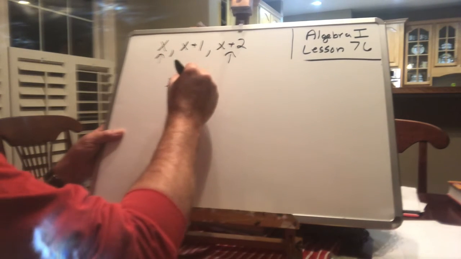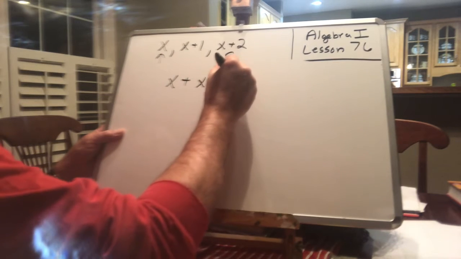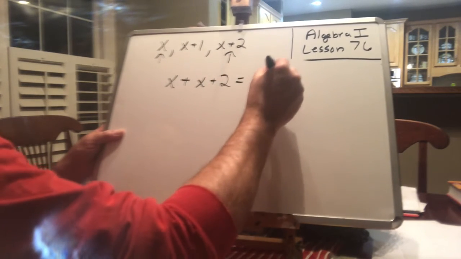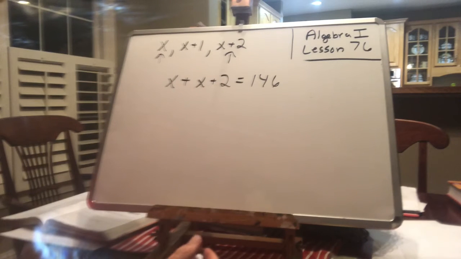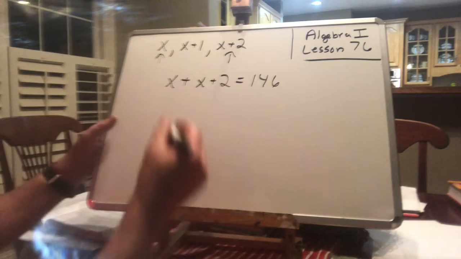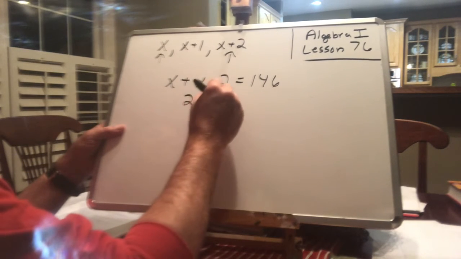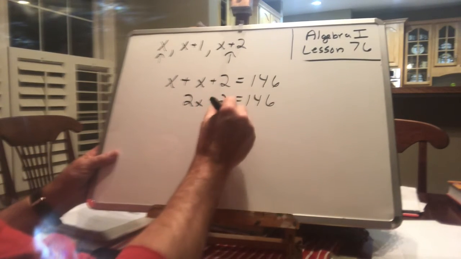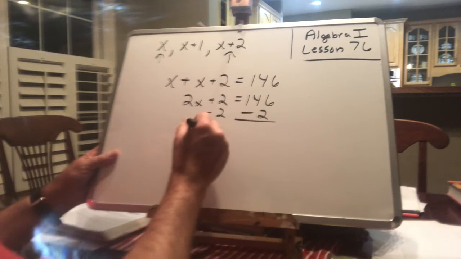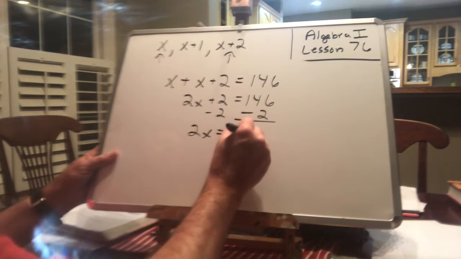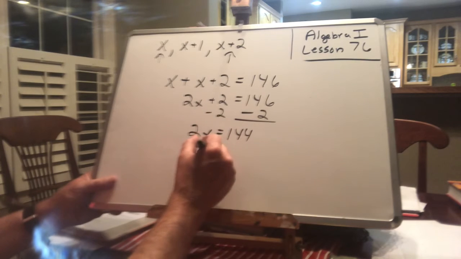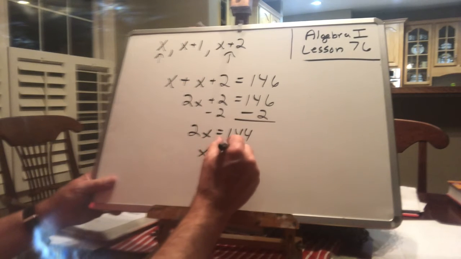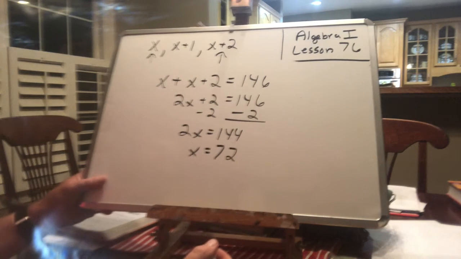So I have x plus x plus 2 equals 146, right? These are like terms, x's are like terms, so I can go 2x plus 2 equals 146. I'm going to minus 2 there, and I'm going to minus 2 there. I'm left with 2x equals 144. Obviously, you divide that in half. X equals 72.